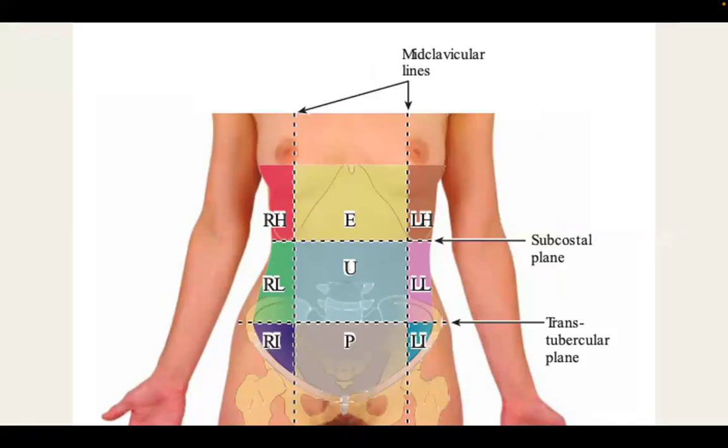The 9 regions. For more precise localization, we use 9 regions. These are bounded vertically by 2 midclavicular lines. Horizontally, these are defined by the subcostal plane superiorly and the transtubercular plane inferiorly. From superior to inferior, right to left, we have right hypochondrium, epigastrium, left hypochondrium region, right lumbar, umbilical, and left lumbar region, right iliac fossa or right inguinal, hypogastrium, left iliac fossa or left inguinal region.